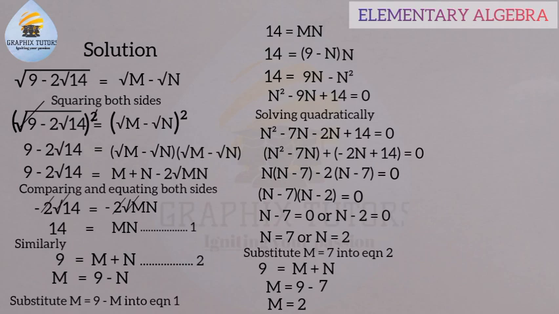So I will now say that, therefore, from the beginning here, the square root of 9 minus 2 root 14 will now be equal to the root of m minus the root of n. So what's the value of m now? M is given to be what? 2, and n is given to be what? 7. So that is my answer.